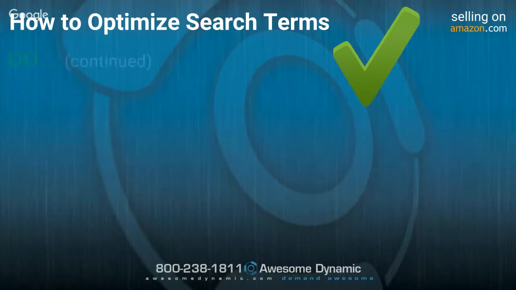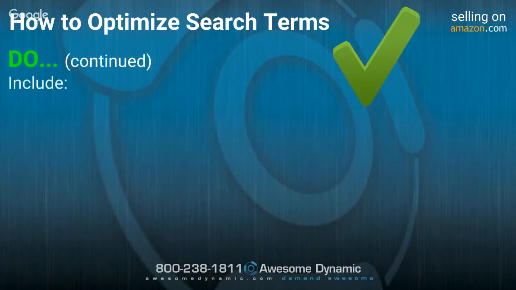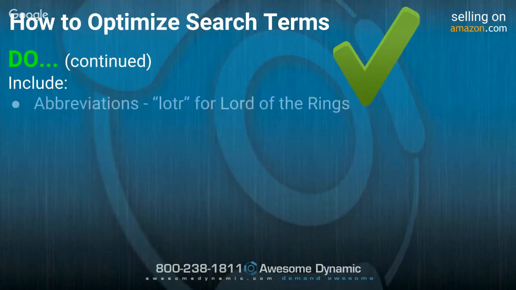All right. So additionally, in terms of what you can do with the search terms, Amazon highly recommends that you use abbreviations for your products. Let's say you're selling something related to Lord of the Rings. A lot of people search LOTR, the abbreviation for Lord of the Rings, to find it. So you might want to put that into your search terms.